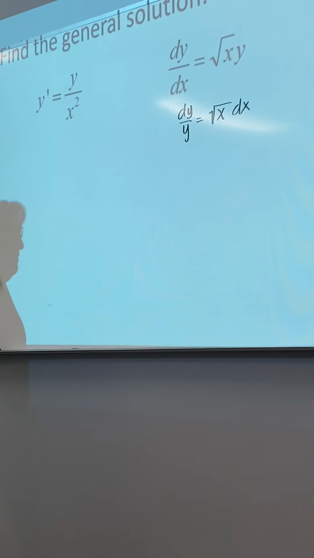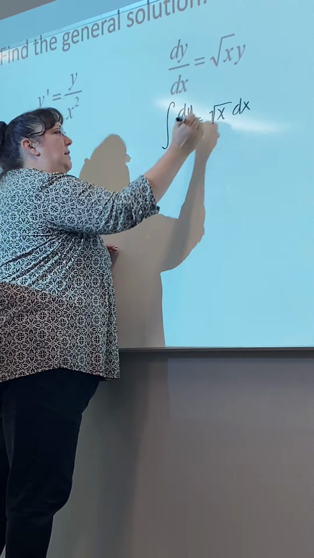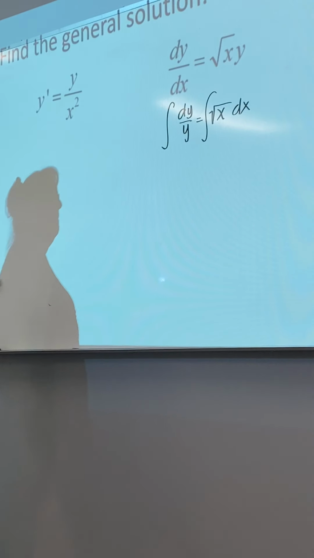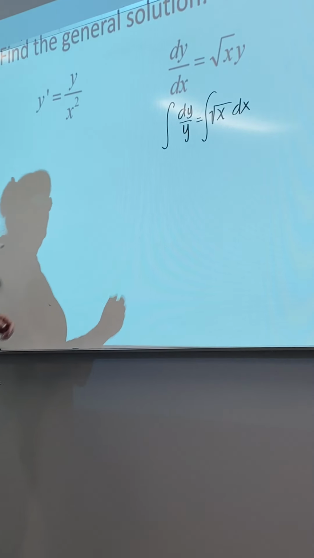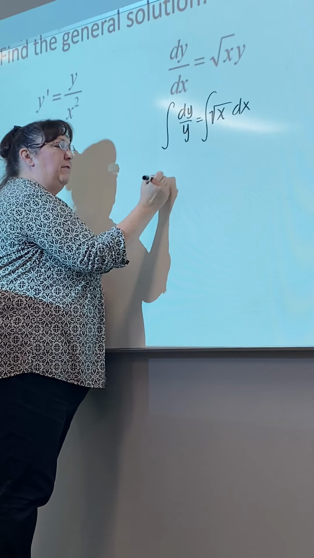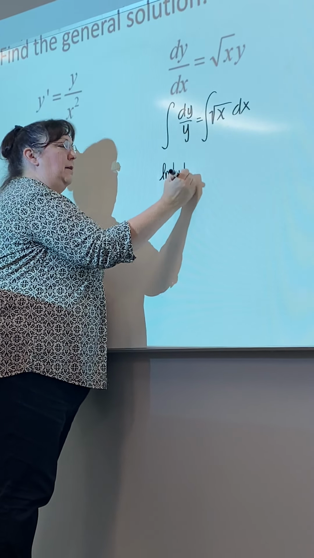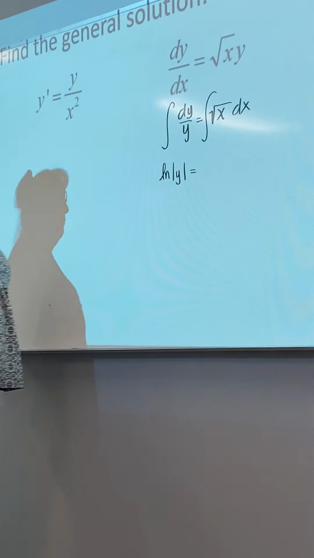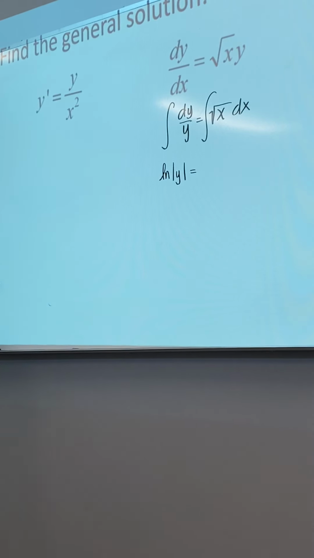Okay, antiderivative of each side. Yes, antiderivative. So, antiderivative of this side, natural log of the absolute value of y. Can I skip that step and just go to e? No. Do not skip that step. This would be a big point question on a free response. So they would have a point for separating the variables, a point for the antiderivative of each side, a point for the next step, a point for the next step.